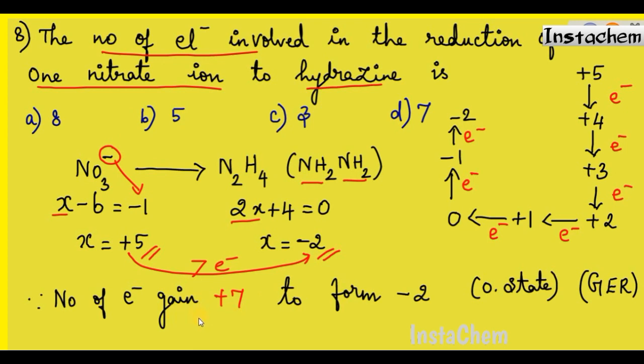So they are asking how many electrons are needed for this process, nitrate ion to hydrazine. So in total we are adding 7 electrons. So the number of electrons gained is 7 in order to convert plus 5 to minus 2. That is the answer. So it is D.